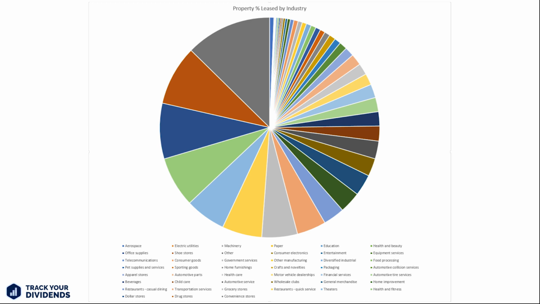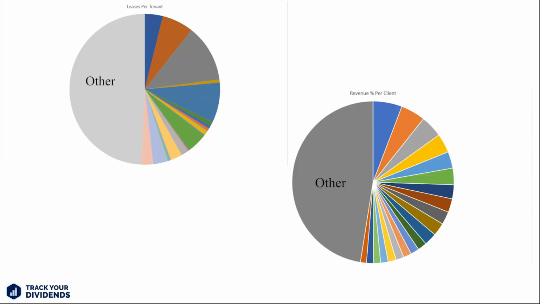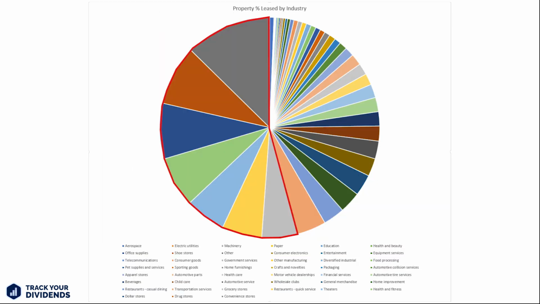This is further proven when looking at these two pie charts of Realty Income's top 20 tenants. The top pie chart showing leases per tenant, and the bottom pie chart showing revenue percent per client. We see in these two charts that most of these tenants fall under one of the 7 industries that account for more than 50% of Realty Income's annual revenue. This may at first seem like a bad thing.